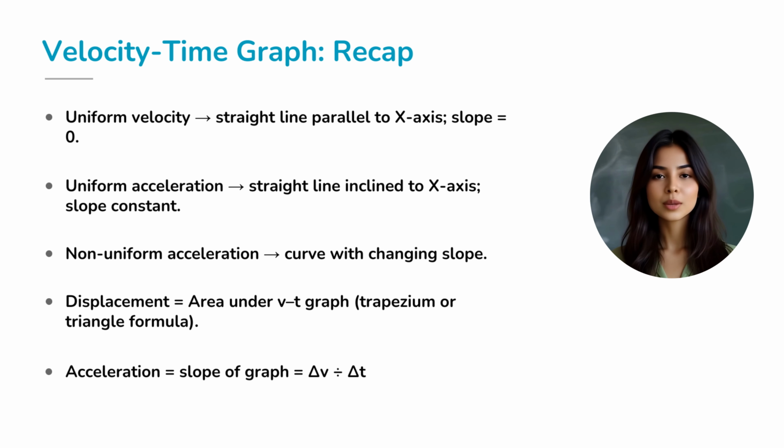Let's wrap up what we've learned about velocity-time graphs. A straight line parallel to the x-axis shows uniform velocity, slope 0. An inclined straight line means uniform acceleration or retardation. Slope gives the value. If the graph curves, acceleration is non-uniform, changing with time. To find displacement, calculate the area under the graph using rectangle, triangle, or trapezium formulas. To find acceleration, compute the slope, that is, change in velocity divided by time, and always remember the beauty of these graphs is that they turn motion into a picture that speaks volumes.